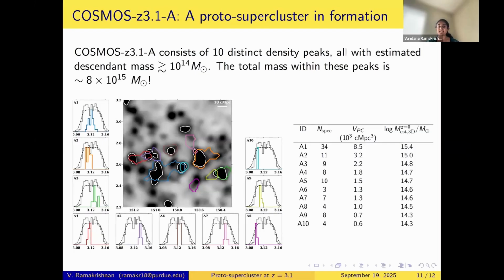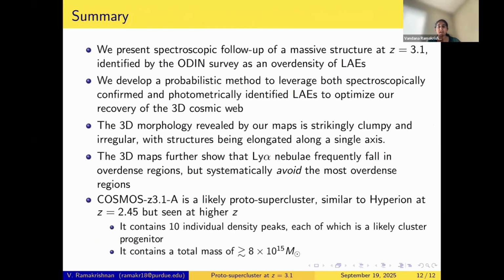The only other known example of such a structure is Hyperion at redshift 2.4, so at a later cosmic epoch. And so this is a really fascinating example of a very extreme structure observed at pretty high redshift. So I will leave my summary up here and I'm happy to take any questions.